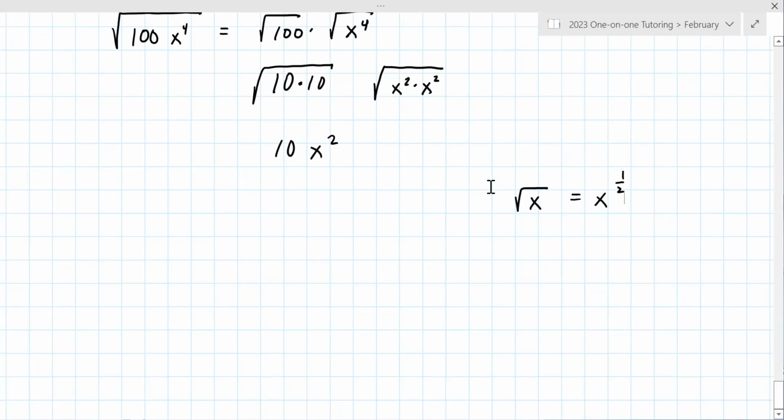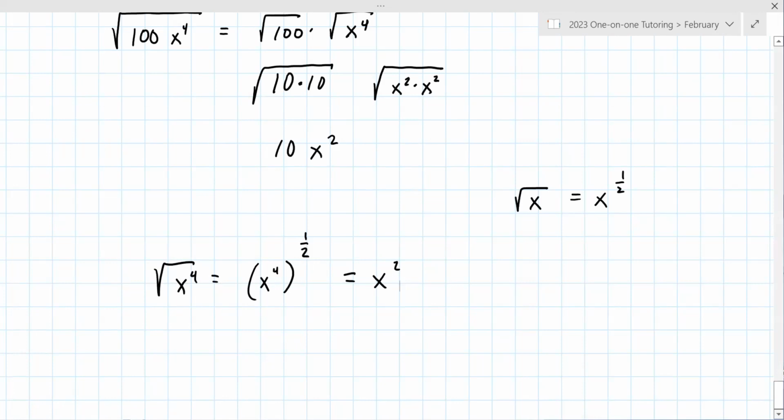Here's the other way to do a problem like this. The square root of x to the 4th is really x to the 4th to the 1/2 power. And the rule here, when you have two exponents, is you multiply them. And that's why it becomes x squared. Okay, that makes sense.